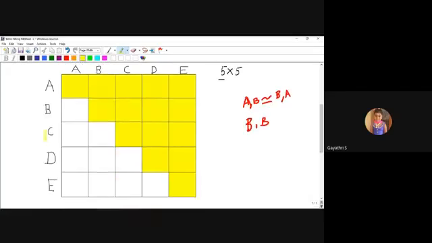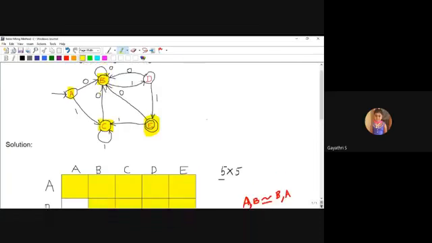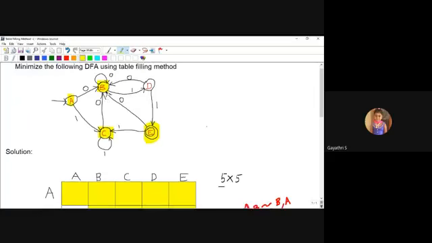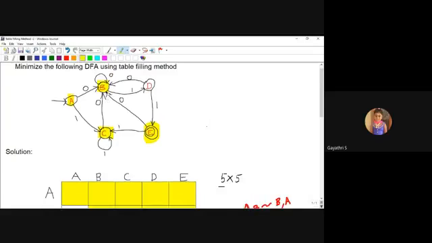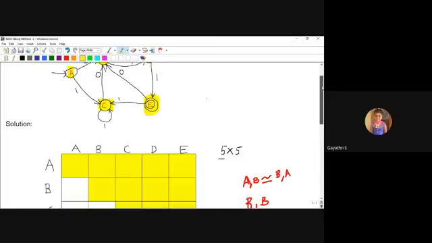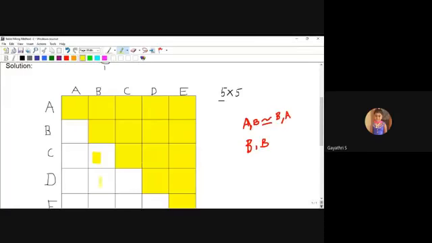Next, C and B. C and B are both non-final states. If you want to mark or tick the cell, one state should be non-final and the other state should be final. Only these combinations can be marked. But the BC combination, or CB, is both non-final. Next, DA. Same thing, DA also both are non-final, so no more marking.